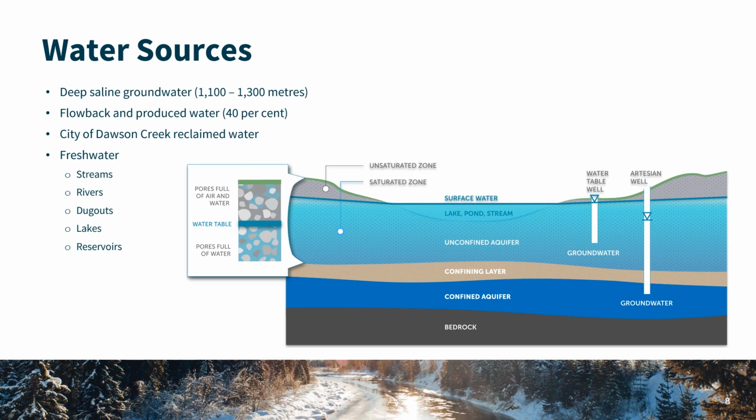So some of the water sources that can be used for oil and gas activities come from deep saline groundwater, flowback or produced water that comes out of the formations when they are doing their fracking activities. Also, there is reclaimed water that can be purchased from, for instance, the city of Dawson Creek, which reclaims their sewage water and then offers it for sale for the oil and gas industry. And then there's also freshwater sources, so streams, rivers, dugouts, lakes, and reservoirs.